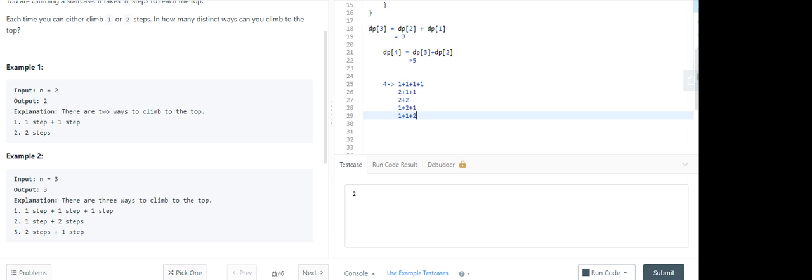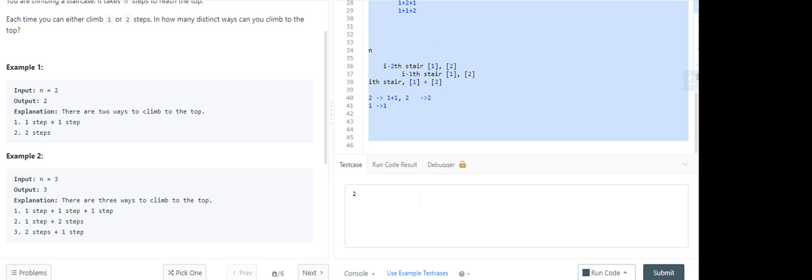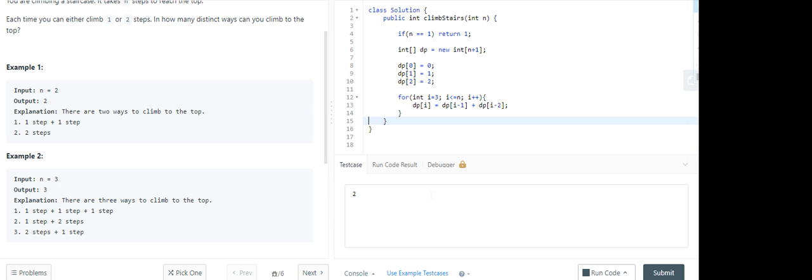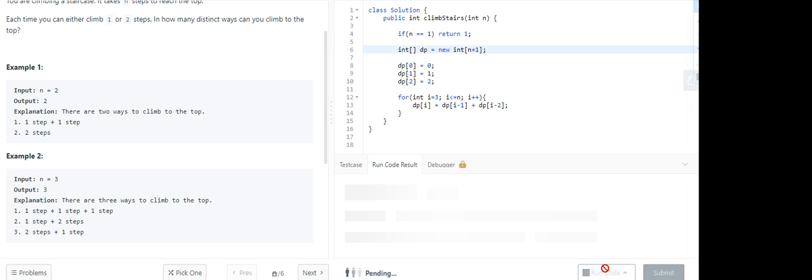So the solution basically works, right? What about the time complexity? You just have a single loop, and it basically is running less than or equal to n times, so it's going to be O of n, right? So let's run the code. Oh, I forgot the return statement. Yeah, you have to return dp of n.